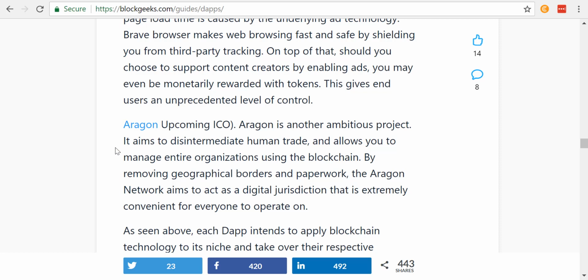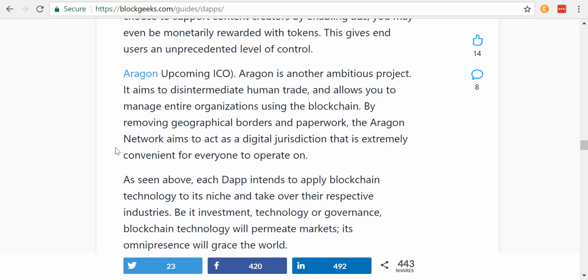Aragon is another ambitious project. It aims to disintermediate human trade and allows you to manage entire organizations using the blockchain. By removing geographical borders and paperwork, the Aragon network aims to act as a digital jurisdiction that is extremely convenient for everyone to operate on.